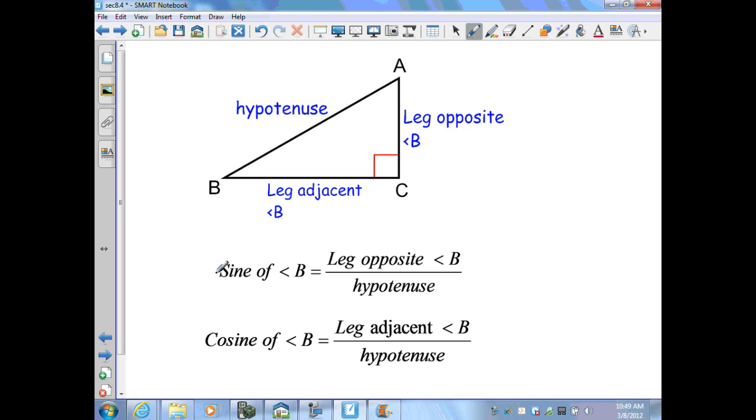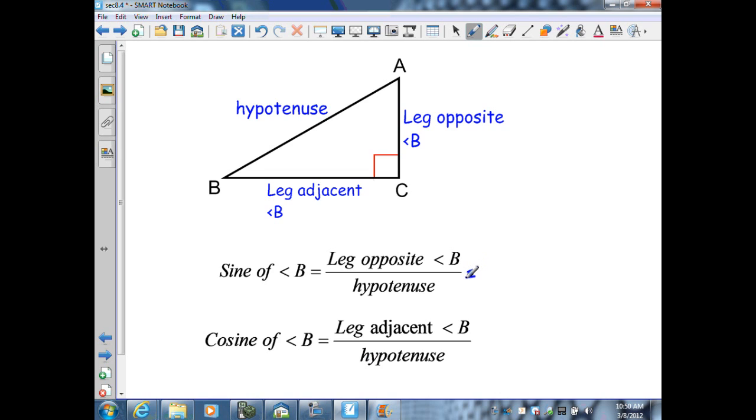Then what we do is define the sine and cosine ratios. The tangent ratio was defined in the previous section as opposite leg over the adjacent leg. Here, we're going to incorporate the hypotenuse into these two trig ratios. First, the sine ratio, the sine of angle B. This is identified as the leg opposite angle B over the hypotenuse. Cosine of angle B is the leg adjacent to angle B over the hypotenuse.